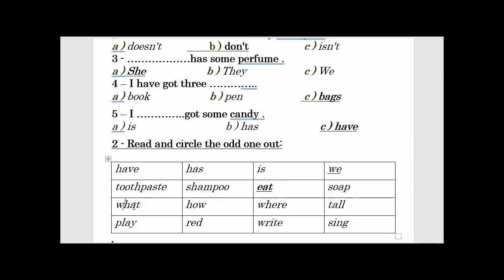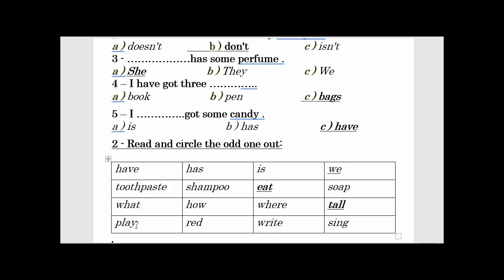Number 3. What, how, where, and tall. Here we have question words: what, how, and where. The different one is tall, because tall is an adjective.